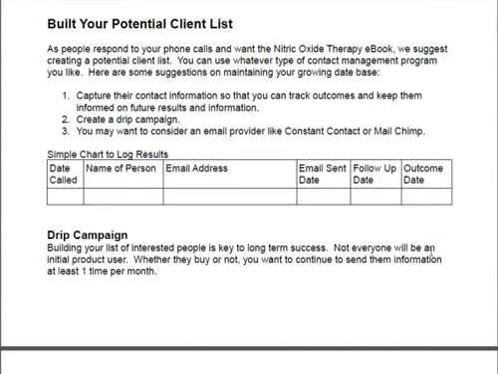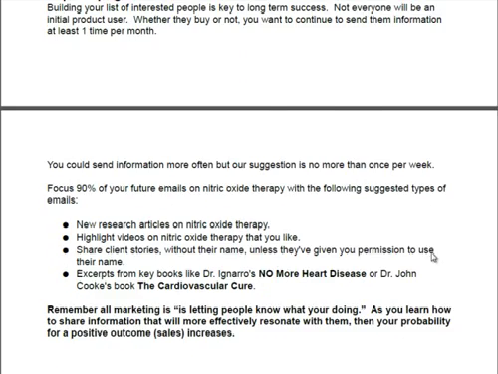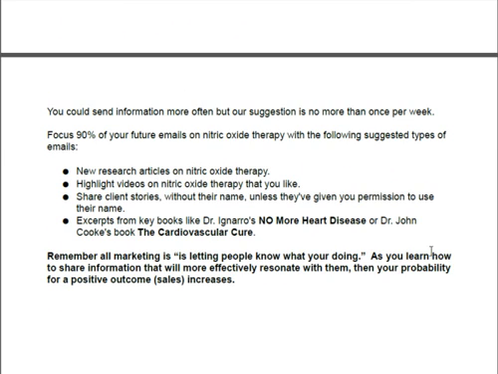The other thing that you want to do is take those email addresses that they give you, they've given you permission to mail them, then put them into an email provider like Constant Contact or MailChimp, so that you can then send them information in what we call a drip campaign. Build your list of interested people is key to long-term success. Again, not everyone will be an initial product user. Whether they buy or not, you want to continue to send them information at least one time a month. You could send information more often, but our suggestion is no more than once per week.